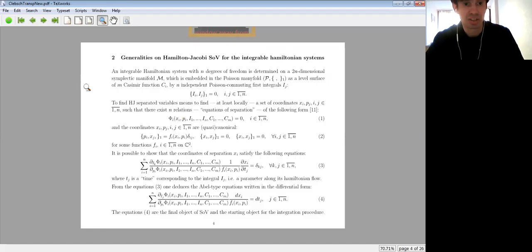We are considering the classical case. To find Hamilton-Jacobi separated variables means to find, at least locally, a set of coordinates x_i, p_i such that there exist n relations, so-called equations of separation, of the form 1, where the coordinates x_i, p_i are assumed to be quasi-canonical, that is, the Poisson brackets have the form 2.